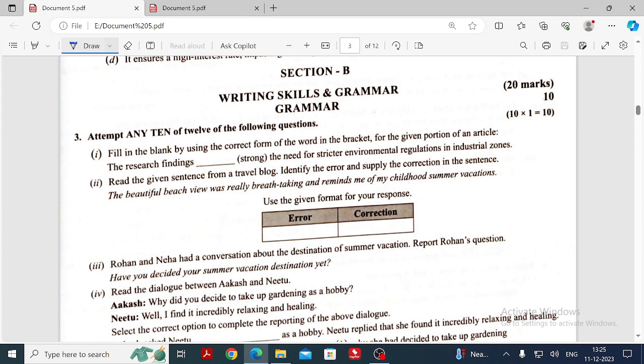Same as the previous question paper, the very first question asks you to find the correct form of the word, which means you should remember this is a verb. And then see the question there: the research finds the need for stricter environmental regulation in industrial zones. Why do we want to write strengthen there, my dear?